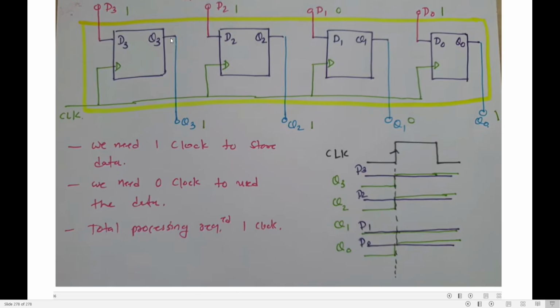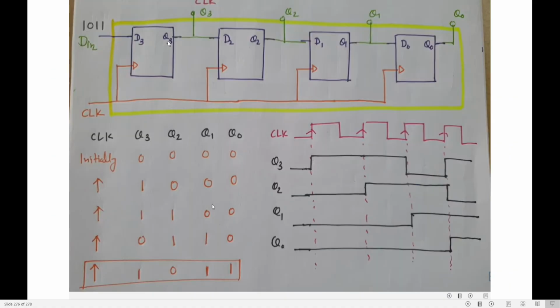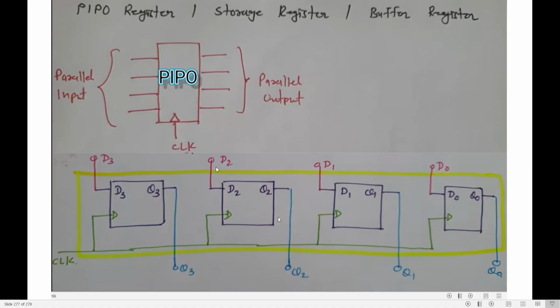So there is no shift of data from one flip-flop to another. Previously we have seen Q3 is connected to D2, Q2 is connected to D1, Q1 is connected to D0, the output of one flip-flop connected to the input of the other. Whereas here, there is no connection. So whatever you give as input will come as output. That is why we do not call it a shift register. We call this a storage register, or buffer register.